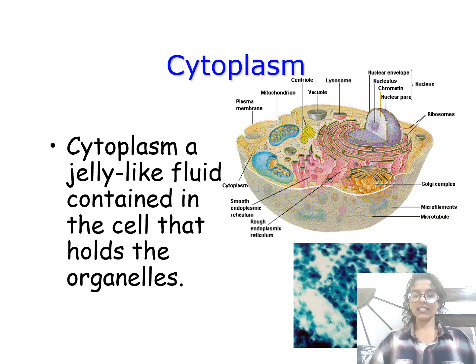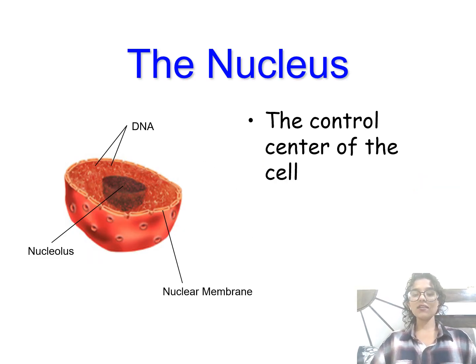Okay, the other cell organelle is the cytoplasm. Cytoplasm is basically the jelly-like fluid present in the cells that holds the organelles. It basically provides a platform where the cell organelles can function properly. The other main cell organelle is the nucleus. It is the control center of the cell, just like a brain.